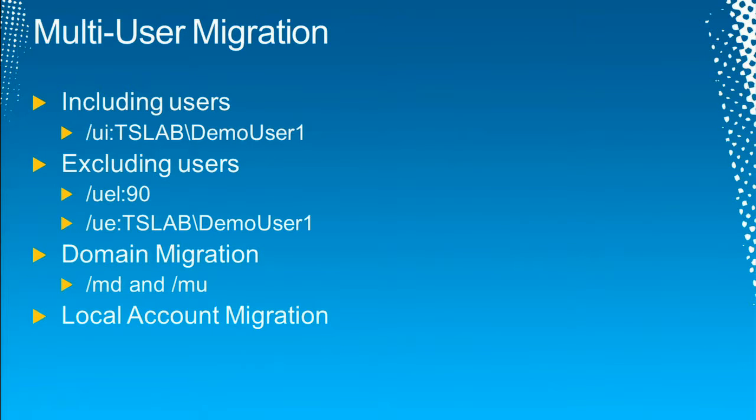Because it's like this, when you have a machine that's been around for like 4 years, it may have 20 profiles on that box, whereof 17 are obsolete long time ago. So by using this switch, we can make sure not to cover too much junk. I can also configure it to only migrate certain users, certain domains, and I can also use the /MD and /MU switches to actually migrate between different domains as well.